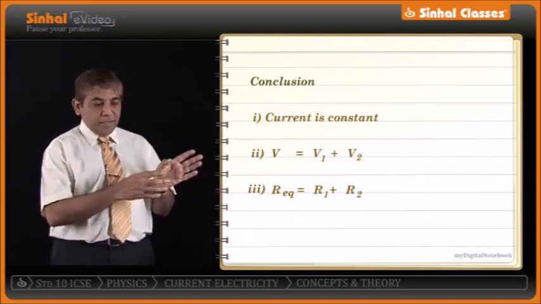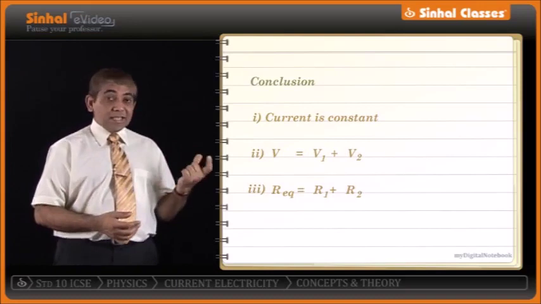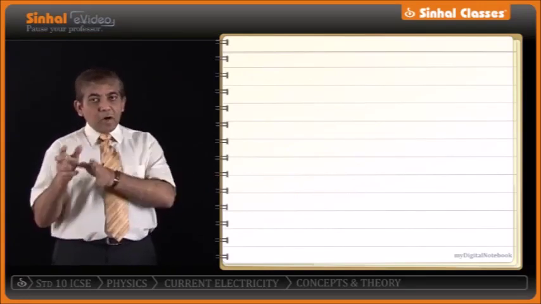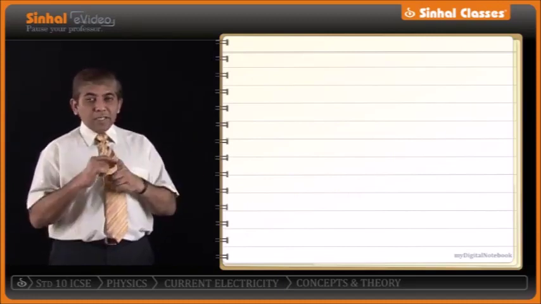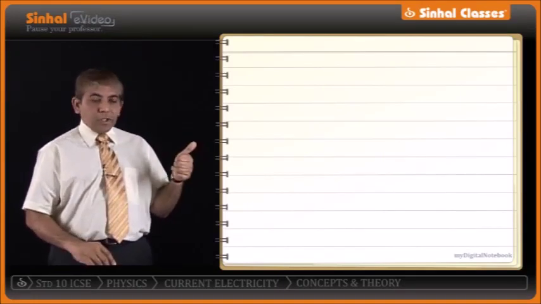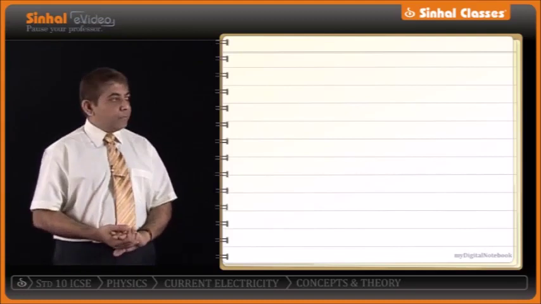Sounds very simple, but then when we go in for numericals, we ought to apply all these three principles if it is a series circuit. So in order to identify whether a particular circuit or a combination is series or parallel, we ought to apply this rule: whether the same current is flowing through it or not. If the same current is flowing through it, definitely the combination has to be in series.